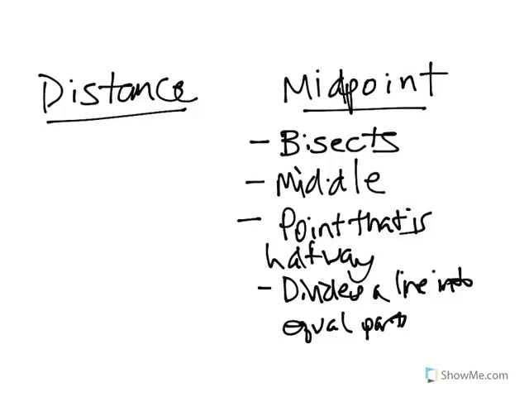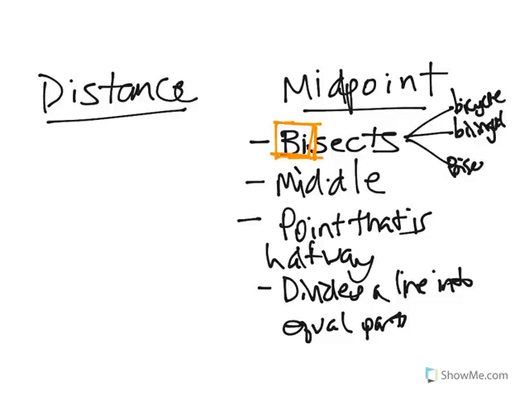This word bisects, a lot of people have trouble with it. So I just want you to remember that the prefix bi is used in bicycle, bilingual, and then bisect. Bisect is when you cut something in two. Bicycle is two wheels. Bilingual is when you speak two languages. So when you have something that bisects a line, it cuts a line in half.